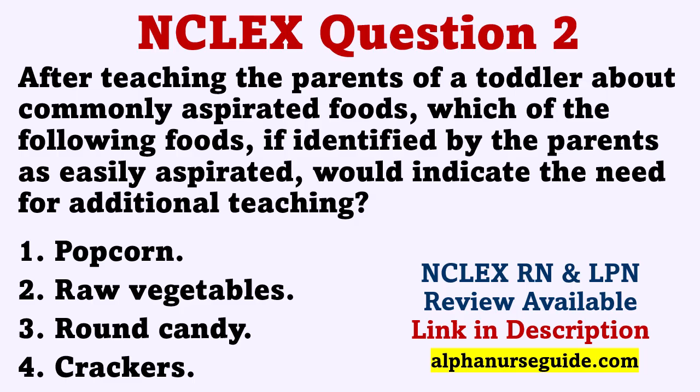The correct answer is 4. Crackers, because they crumble and easily dissolve, are not commonly aspirated. Because children commonly eat popcorn hulls or pieces that have not popped, popcorn can be easily aspirated. Toddlers frequently do not chew their food well, making raw vegetables a commonly aspirated food. Round candy is often difficult to chew and comes in large pieces, making it easily aspirated.